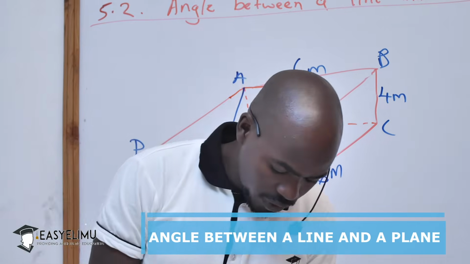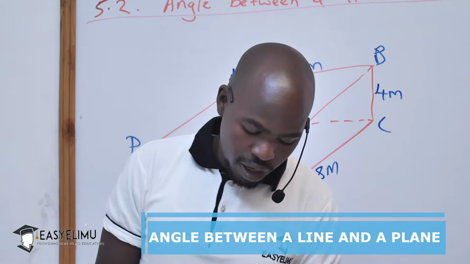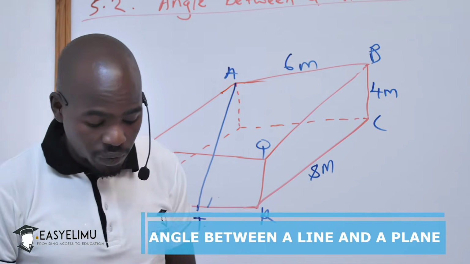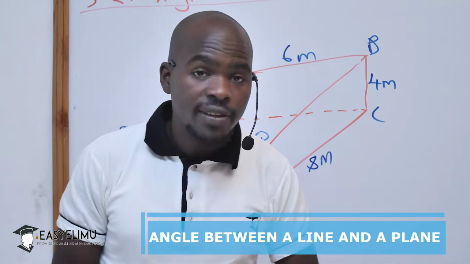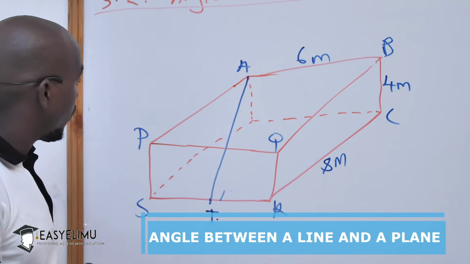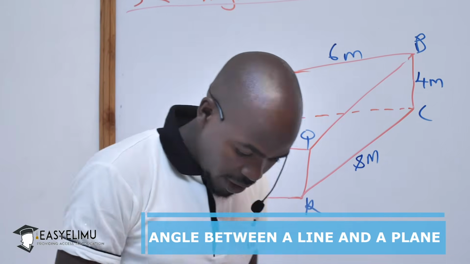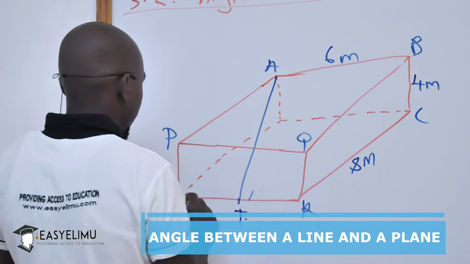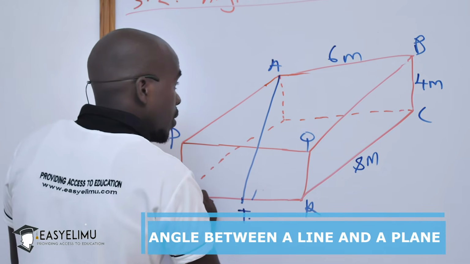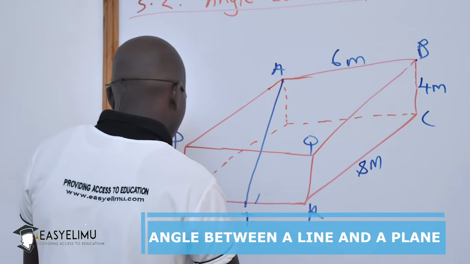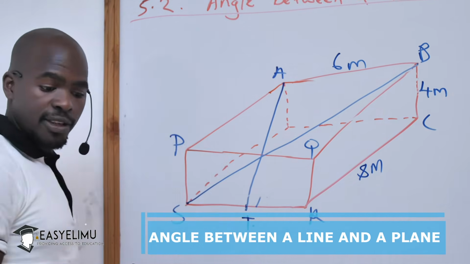So the information given was a rectangular tank of length 8 meters, width 6 meters, and height 4 meters. SB is a diagonal. Where is SB here? SB is a diagonal, SB from here to here. So it runs from here to this point, up to there, that is SB.